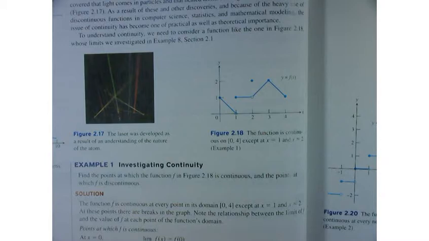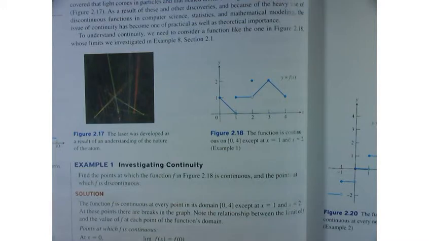It says find the points at which the function f is continuous. All right. And then figure out when it's discontinuous. So a general rule of thumb is if I go to draw the graph and I have to lift the pencil off of the paper, that's a point of discontinuity.